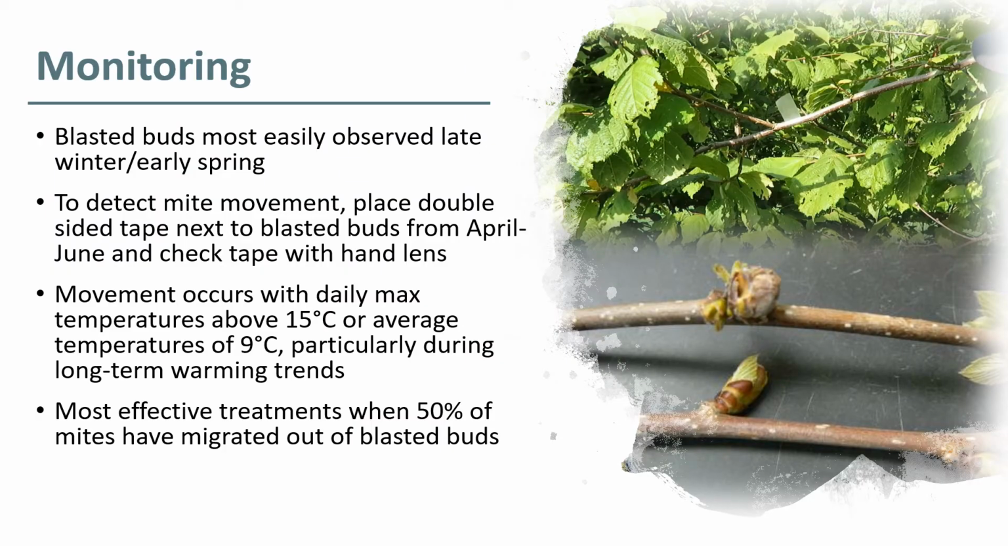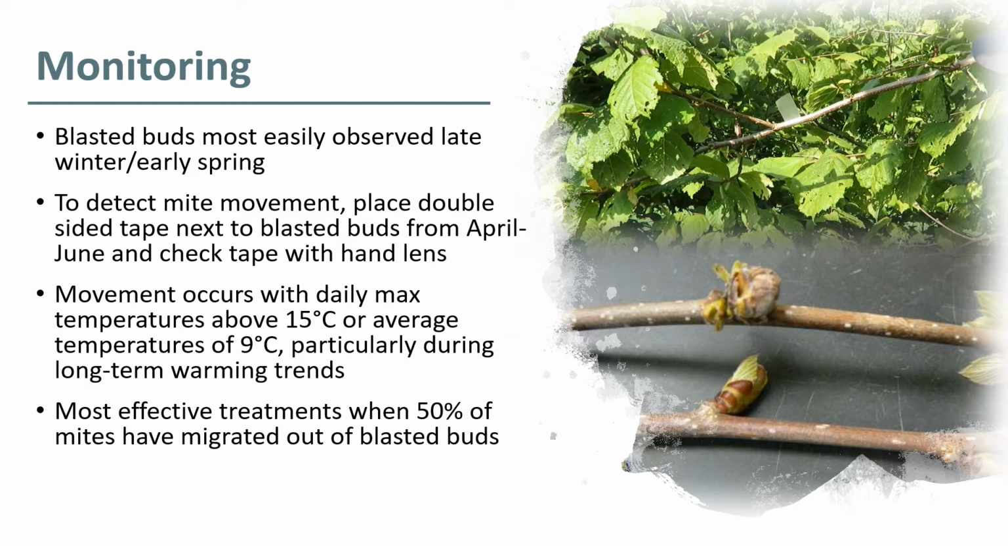To monitor for bud mites, if you're interested in assessing level of infestation in your orchard, then the best time to do that is in late winter or early spring, when those blasted buds become obvious and there's no leaves on the tree. Sometimes in Ontario, that can happen a little bit later in the spring, but just generally that starts in February and persists through about April. That will tell you the level of infestation that might be present in your orchard.